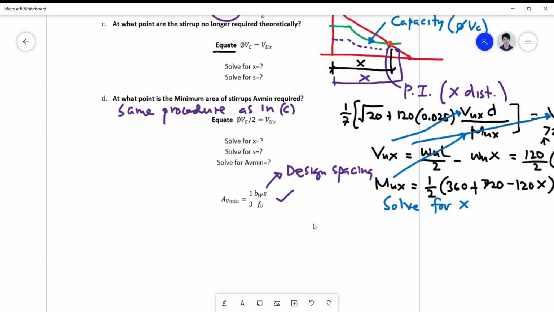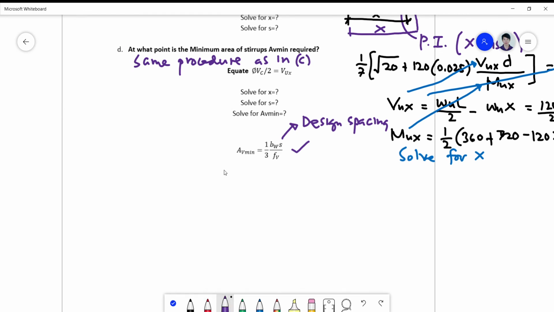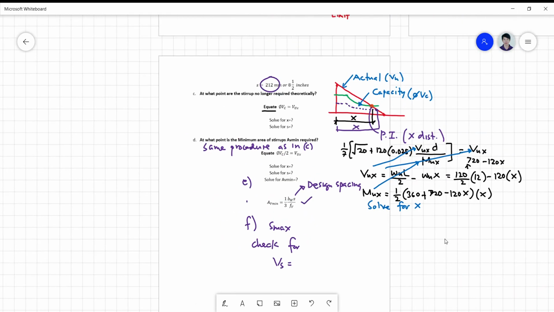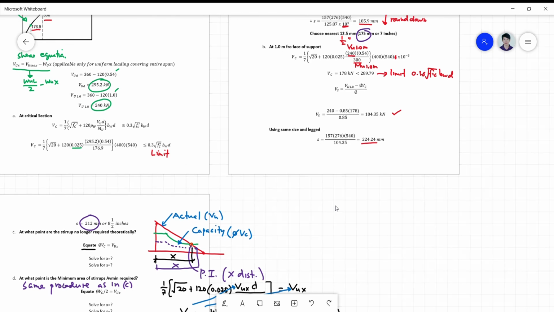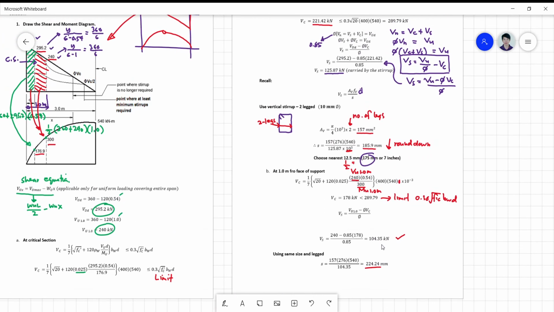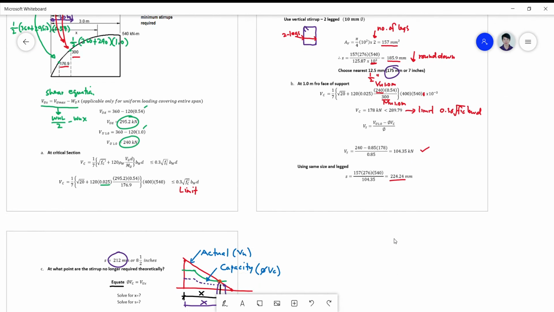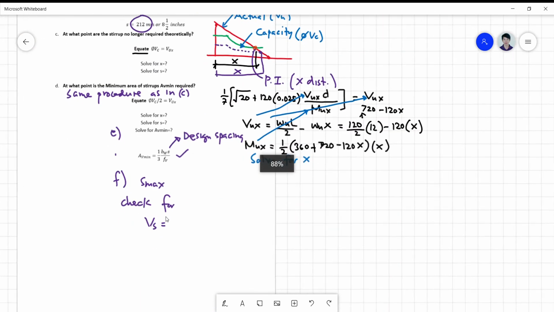Okay, so let's just continue. So this is for letter E and for letter F. Okay, the S maximum, you first have to check for VS. Okay, so what is your VS? Okay, your VS, you choose the smaller of the two. Okay, so you choose the smaller of 104.35 and the other VS is 125.87. Sorry, you choose the bigger.